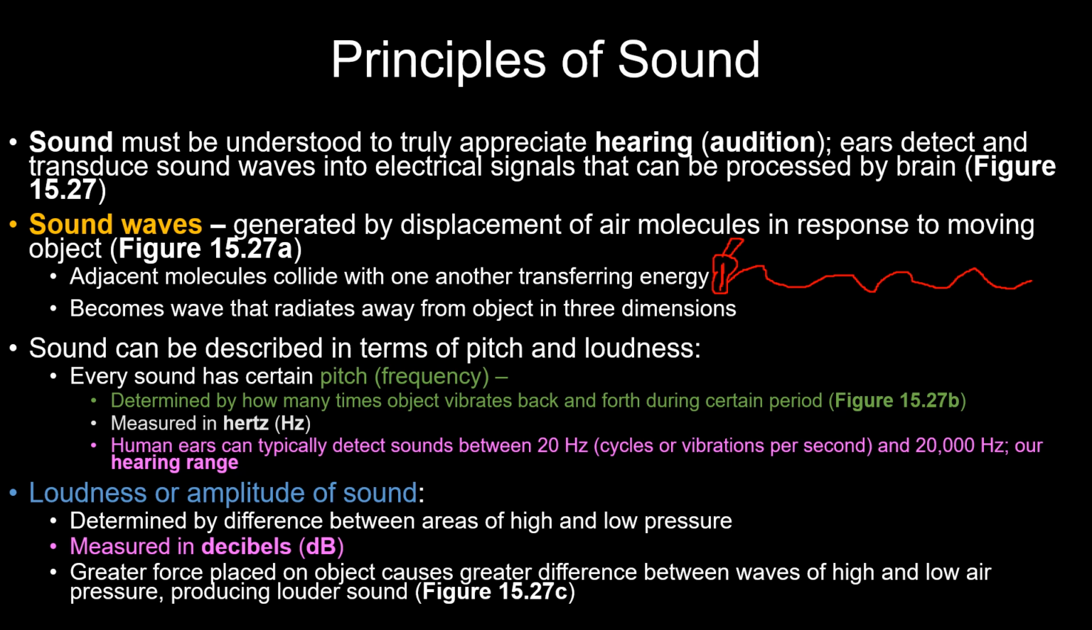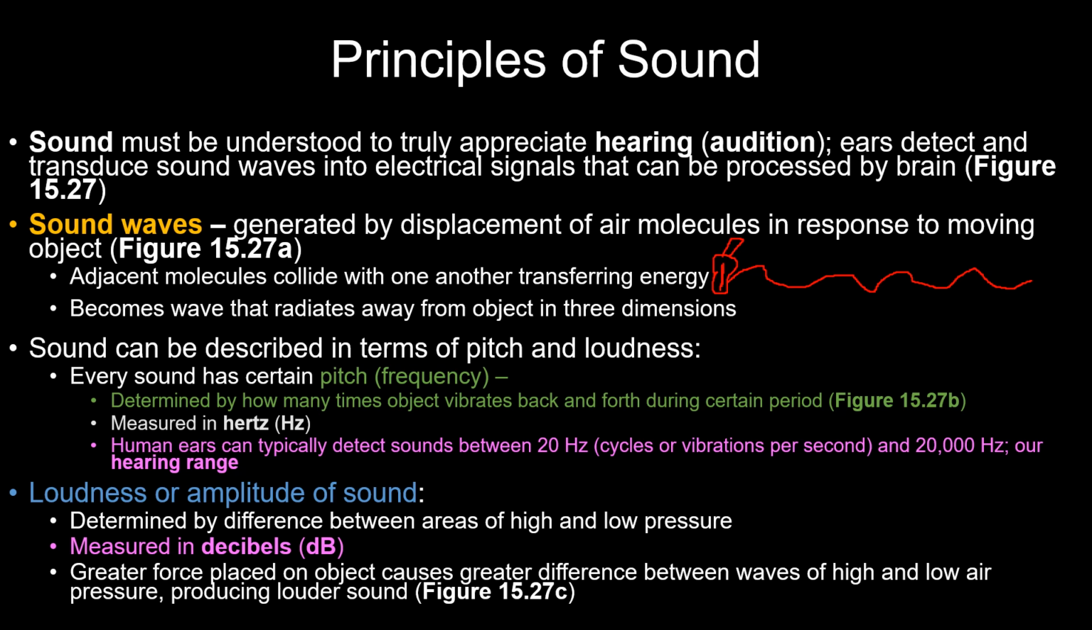Now that's pitch, but there's also loudness, and loudness can be measured as the amplitude of a sound wave. This is measured in decibels, and this is the difference between areas of high and low pressure. If you're playing that guitar and you gently pluck a string, the string only moves a limited distance as it vibrates. And that's the difference between the waves of those high vibrations and those low vibrations, producing the high air pressure and the low air pressure.